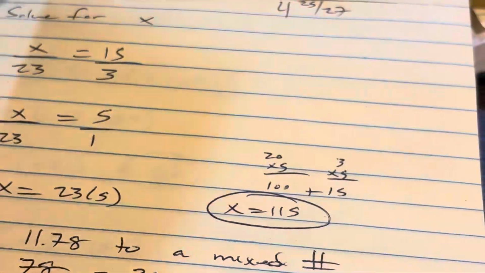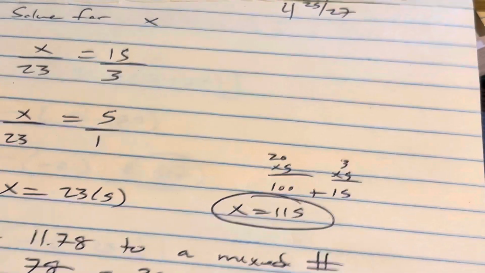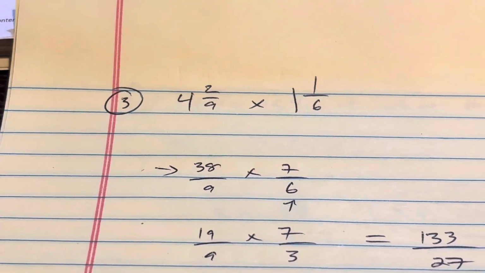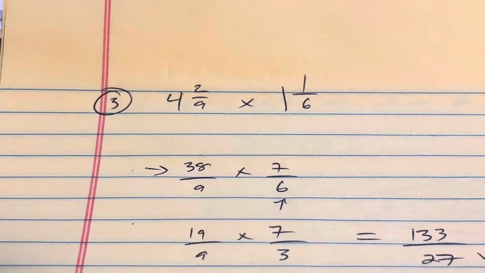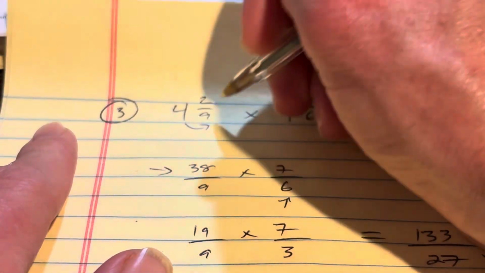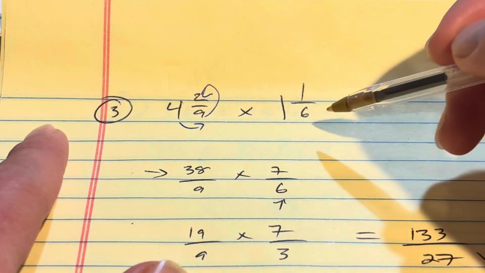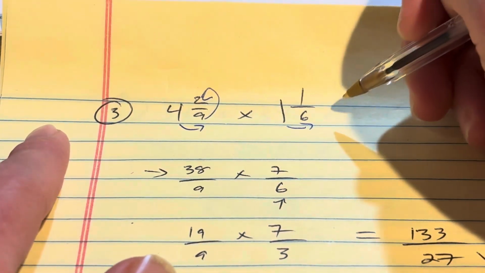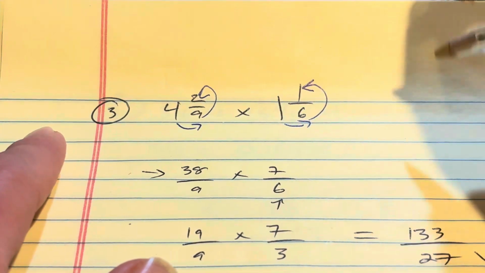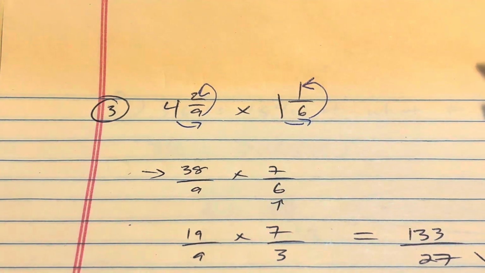All right. Number 3, what is 4 and 2/9 times 1 and 1/6? We're going to do 4 times 9. 4 times 9 is 36. Add 2. That's how I got 38. Same thing here. 1 times 6 is 6. Add 1, that's 7. All right, so yeah, you can multiply across.